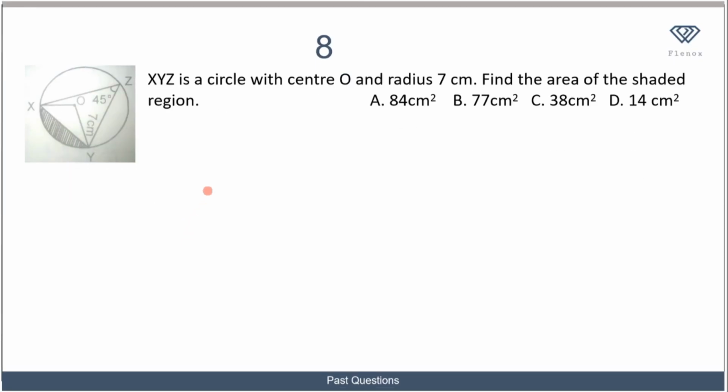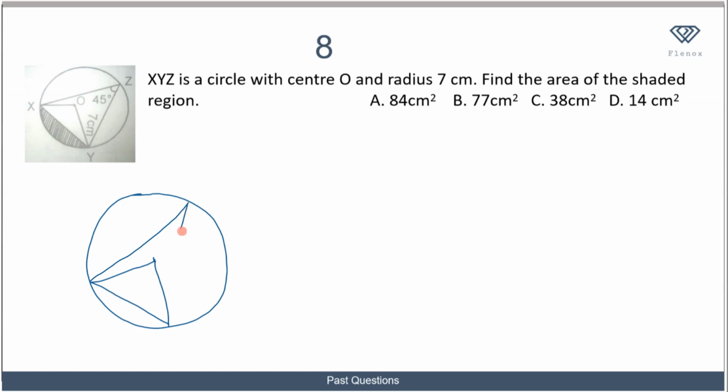In the next question now, we are told that XYZ is a circle with center O and radius 7. Find the area of the shaded region. So for those that can't see it clearly, I'm going to draw it out again. So you have the center over here, and you have a segment over here. So you have a line drawn towards the center, and you have a line drawn also towards the circumference. This is similar to one of the questions that were solved before. So we have about 45 degrees here.